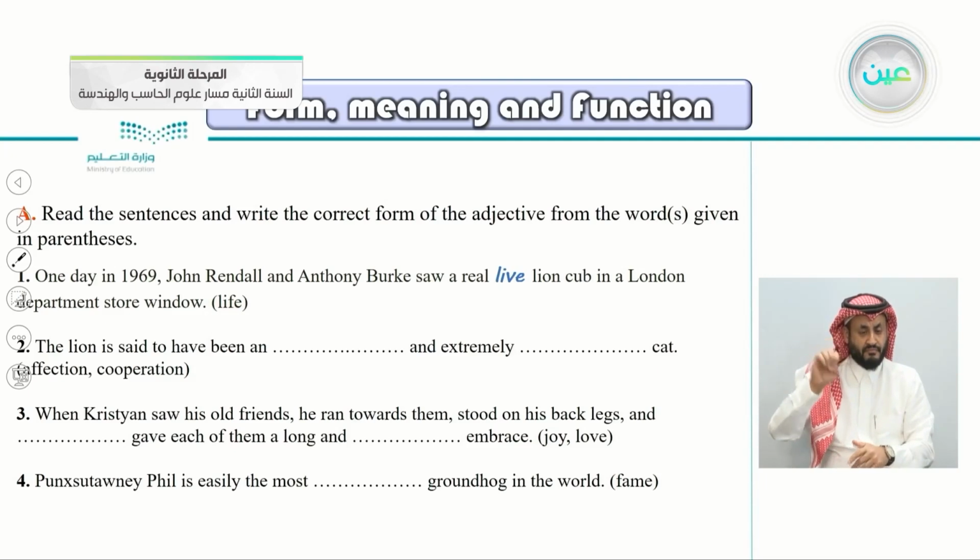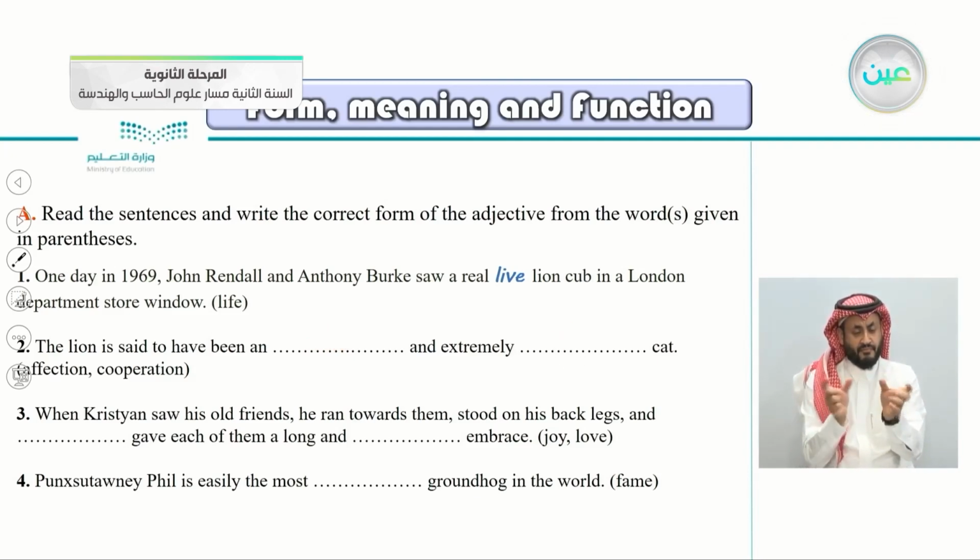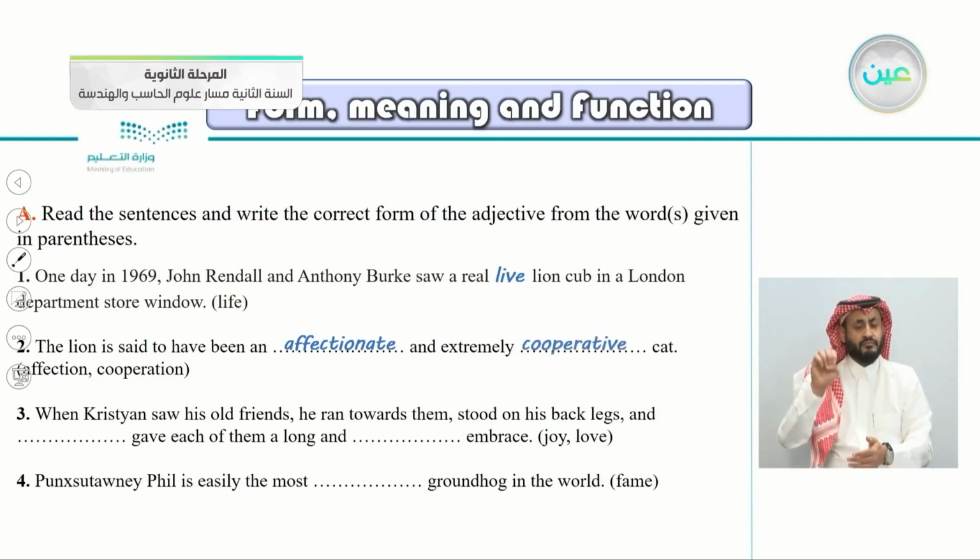Number two, the lion is said to have been an, here, this is the first one, and extremely cat. So we have two nouns here, affection and cooperation. So the lion is said to have been an affectionate, very good, and extremely, so cooperation. How do we make it an adjective? Yes, cooperative, very good. The lion is said to have been an affectionate and extremely cooperative cat. Sometimes we refer to lions as cats.